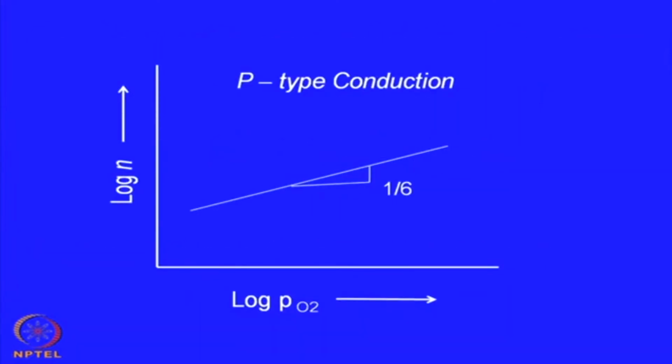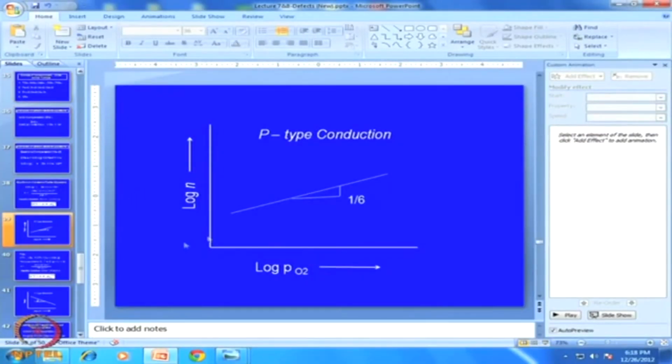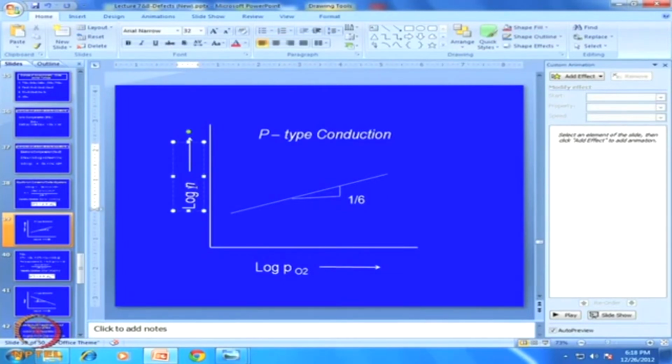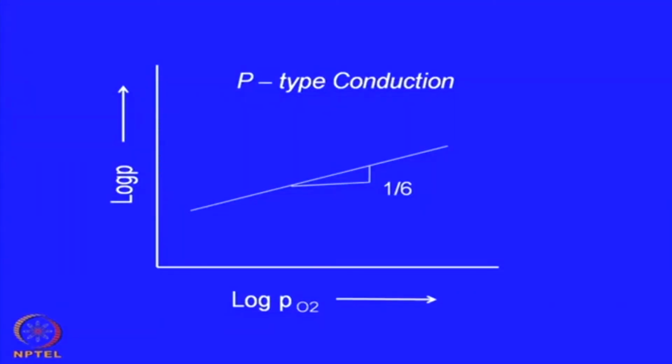if you make a log plot. I am sorry, this will be P again. This is log P against log PO2, and you will get a positive slope of 1/6. As a rule, in fact, whenever there is a positive slope you will get P type conductivity.